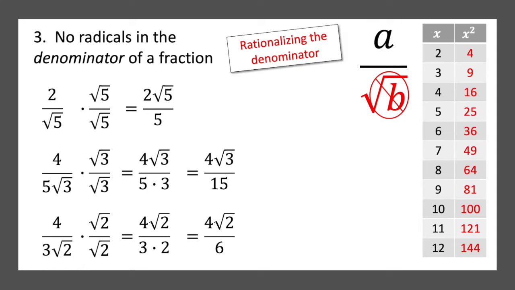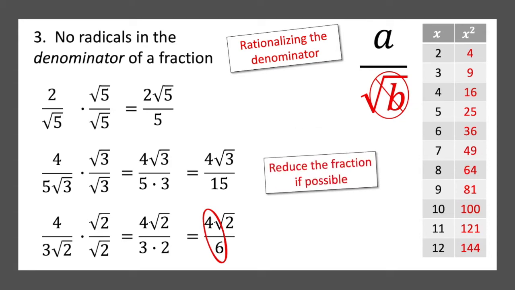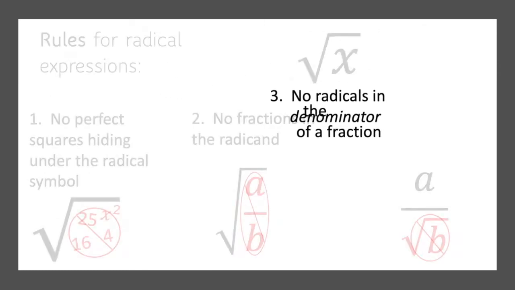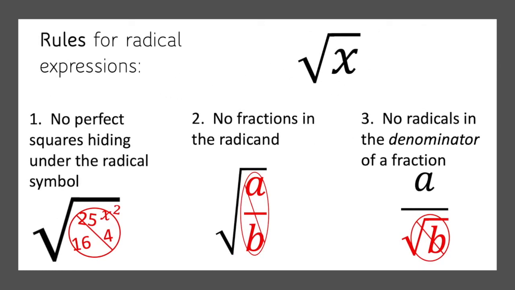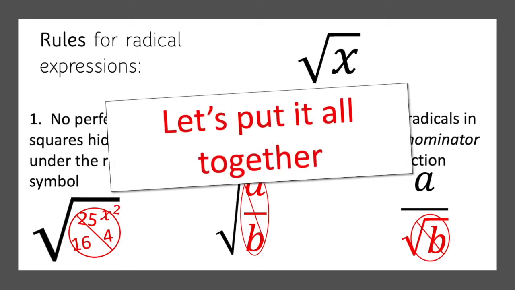Now be careful. See that 4 over 6? We need to always reduce the fraction if possible. And 4 over 6 reduces to 2 over 3. So this reduces to 2 root 2 over 3. So if we take each of the rules separately, that's what they look like. But we need to put it all together. All right, buckle your seatbelts.